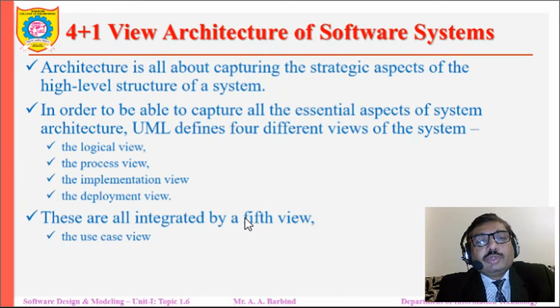4 plus 1 view architecture of a software system is all about capturing the strategic aspects of the high level structure of a system. In order to be able to capture all the essential aspects of the system architecture, UML defines 4 different views of the system: the logical view, the process view, the implementation view, the deployment view. All these are integrated by a fifth view, and that is the use case view.